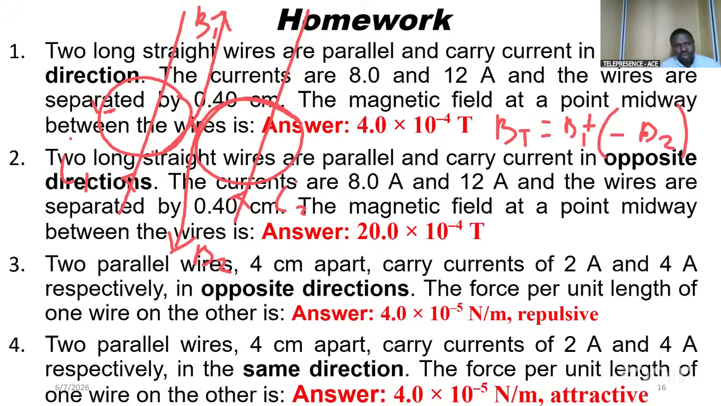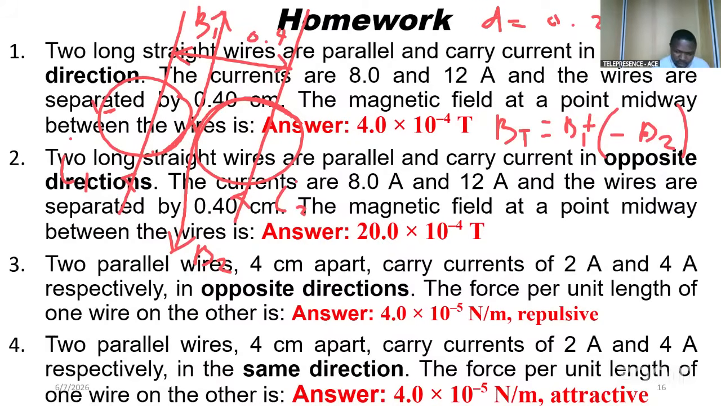But since we are to determine the magnetic field at the midpoint, at the midway, the distance between the two of them is 0.4. But since it's midway, the D is going to be 0.2, that is midway, 0.2 centimeter. But mind you, you are still going to convert it to meter. So if you can still remember the formula there, for our B, we are going to have what we know as this one.